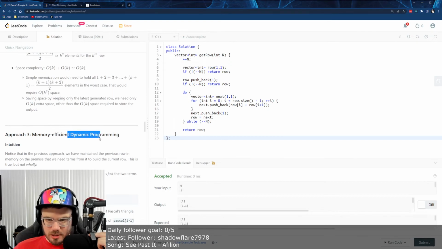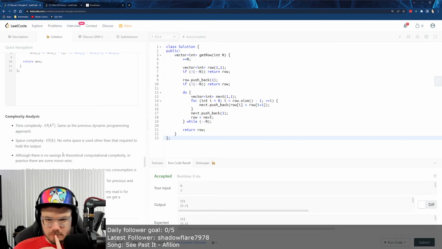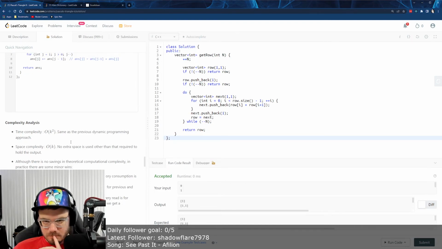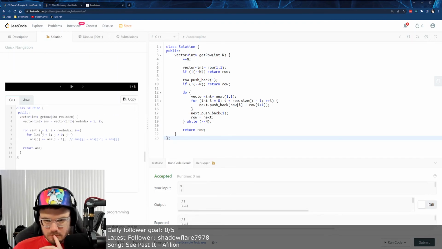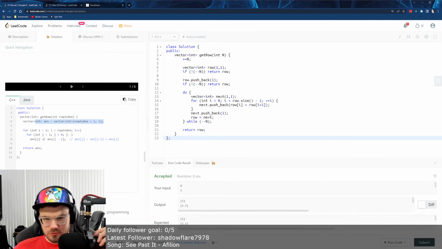Memory efficient dynamic programming. Let's see how they did it. So this is what I was saying: if you structure the DP in a nice way, you don't have to use an extra vector.